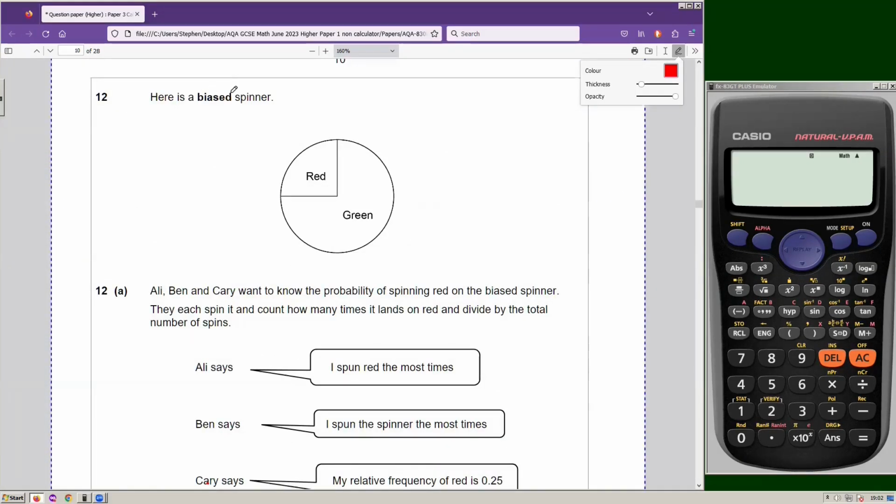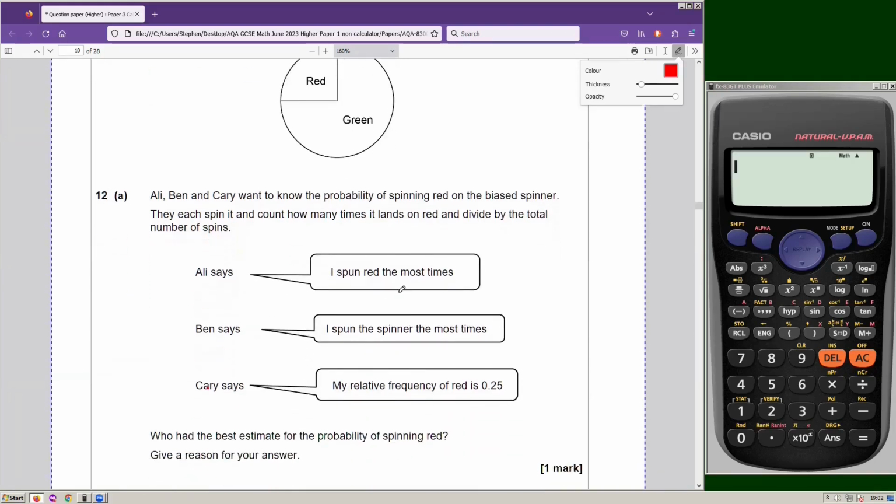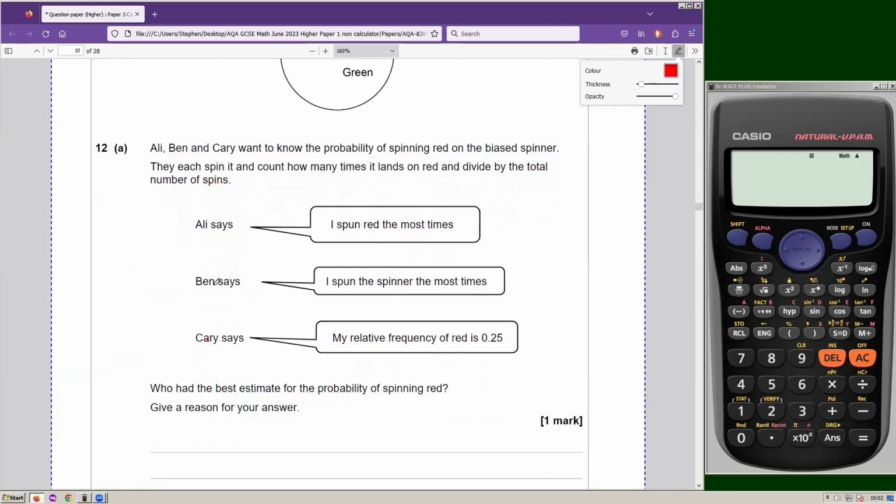Question 12. Here is a bias spinner. Well, we can see red is a quarter of the total. We'd expect to get 3 times as many greens as red. Ali, Ben and Carrie want to know the probability of spinning red on the bias spinner. They each spin it and count how many times it lands on red and divide by the total number of spins. Ali says, I spun red the most times. Well, that doesn't tell us anything about green, does it?